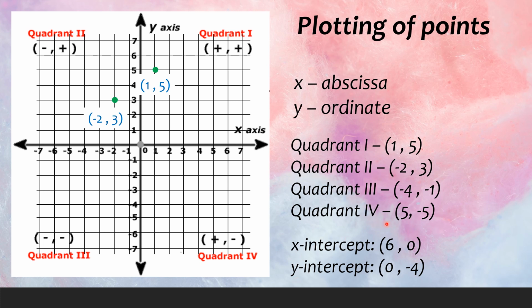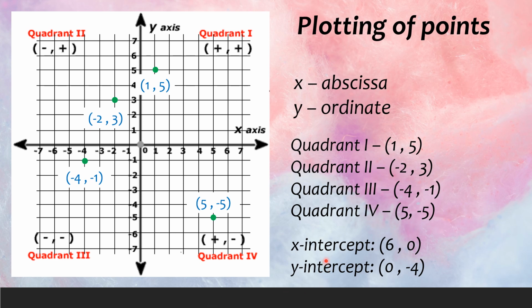Next, for quadrant 3, -4 and -1: -4 for the x and -1 for the y. So let us plot the point and then name this -4, -1. Next is quadrant 4, 5, -5. So, +5 for the x coordinate and then -5 for the y coordinate. Here is where they intersect. So let us plot the point and then name this 5, -5.